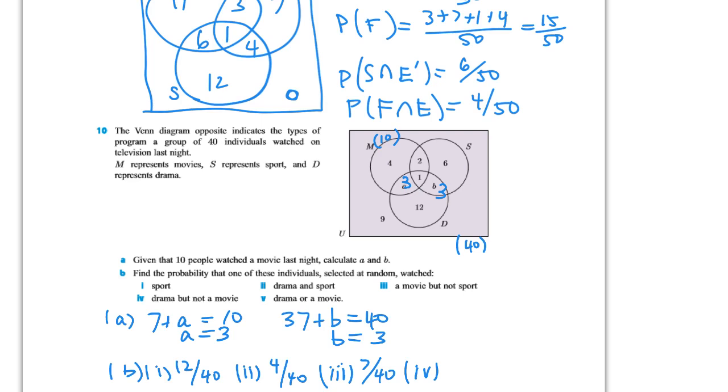Part 4, drama but not movie. So you're in the drama circle, you're not touching the movie circle. That'd be 12 and 3 makes 15. And then drama or movie. So these or problems, this is where maybe there's a little bit more work. Or movie. So anybody counts who watched drama or movie. That's these 6 regions. All people counted there watched drama or movie, and that all sums to 25 out of 40.